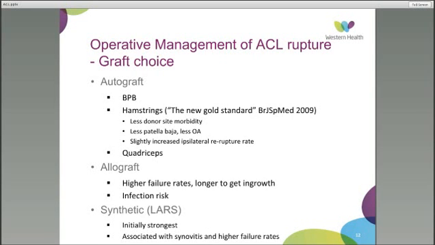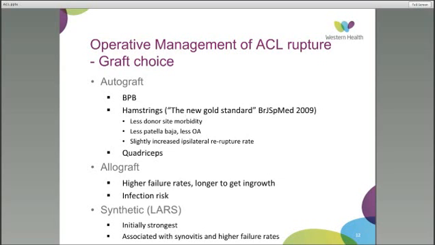In terms of allograft, I guess I've never seen it used, but it is associated with less donor site morbidity. Offsetting that is high failure rates, and it takes longer to get ingrowth, and there is an infection risk associated with allograft of 1 in 1 million, but it's still a theoretical risk of viral transmission.